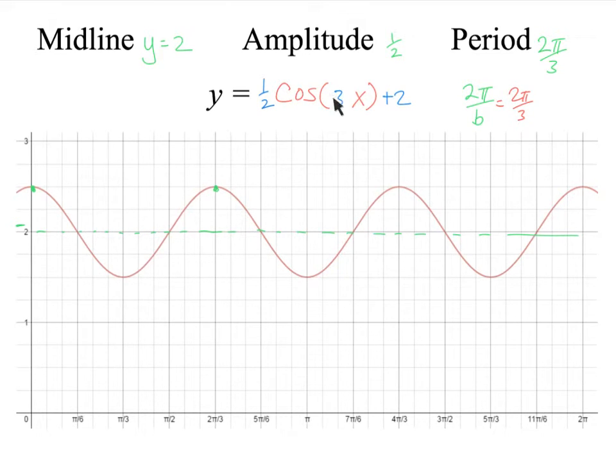One other way to think of it is when I have a 3 in front, do you notice I do 1, 2, 3 cycles in 2 pi? So that number also tells you how many cycles you have in a 2 pi span. You can see I have 3 cycles in a normal 2 pi span because 2 pi is our reference to our normal cycle.